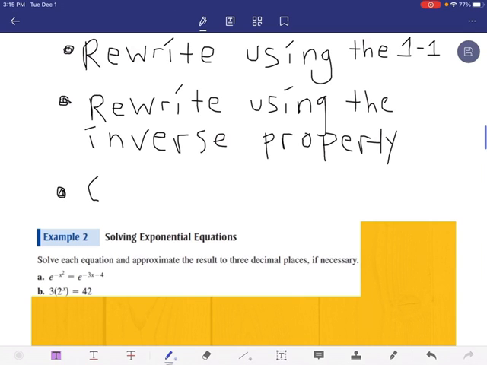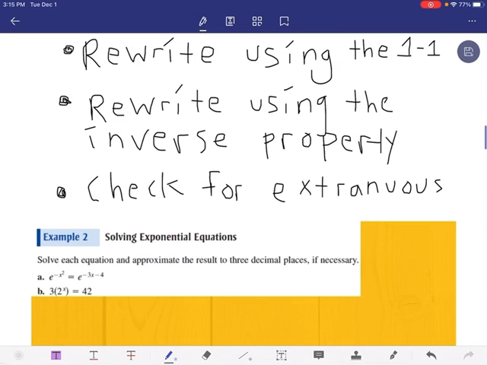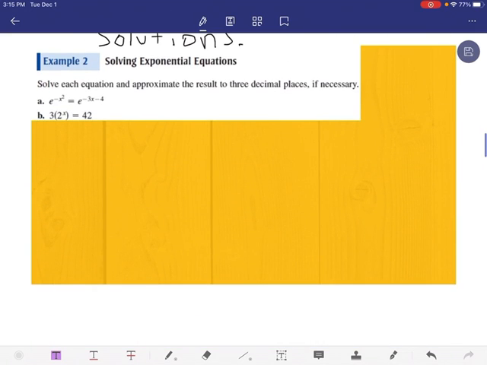And also, we always want to check for extraneous solutions. So remember that just means extra solutions. Because sometimes we'll have solutions that don't actually make our original equation work. And we need to make sure that we don't include those in our solution sets.